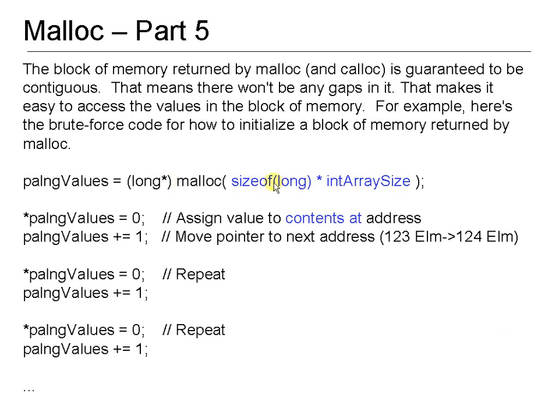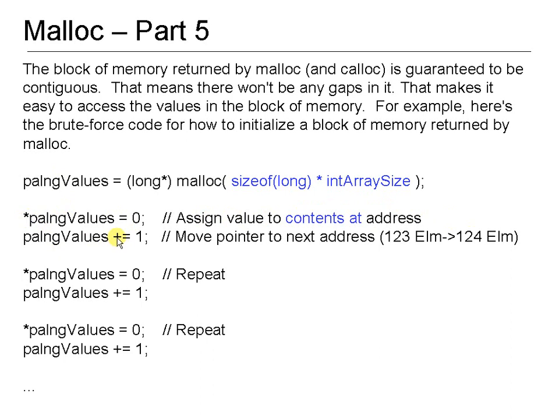So we say malloc times the size of a long times the int array size, and then we do an explicit cast to a long pointer, and then save it to our pointer variable. Next, we dereference our pointer, and we put a 0 in the first element of that block of memory. So that assigns the value to the contents at the address. Remember, the asterisk means the contents at.